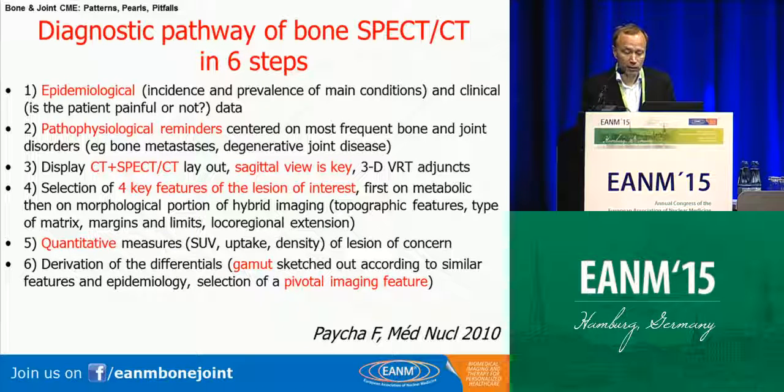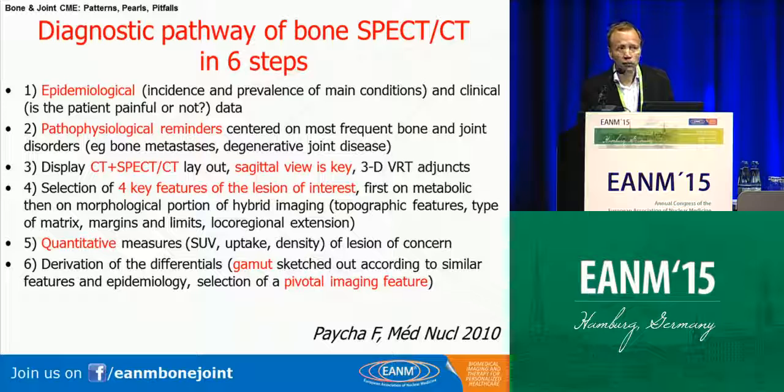Sagittal view is key for spine. 3D VRT adjunct can be very useful, for instance, for the foot. Selection of 4 key features of the lesion of interest, first on the metabolic, then on the morphological portion of hybrid imaging. The topographic features, type of matrix, margins and limits, and local regional extension.